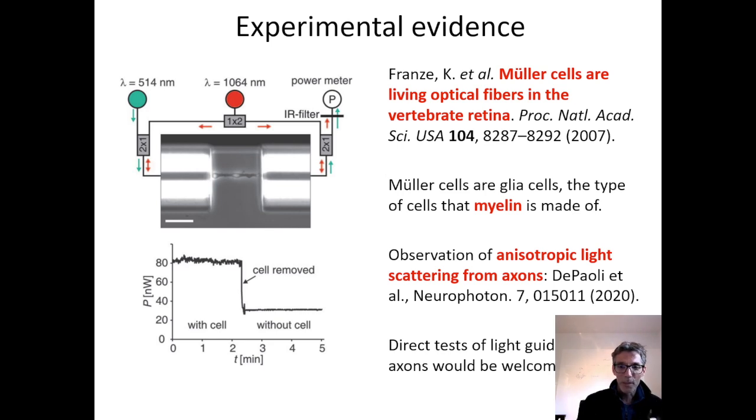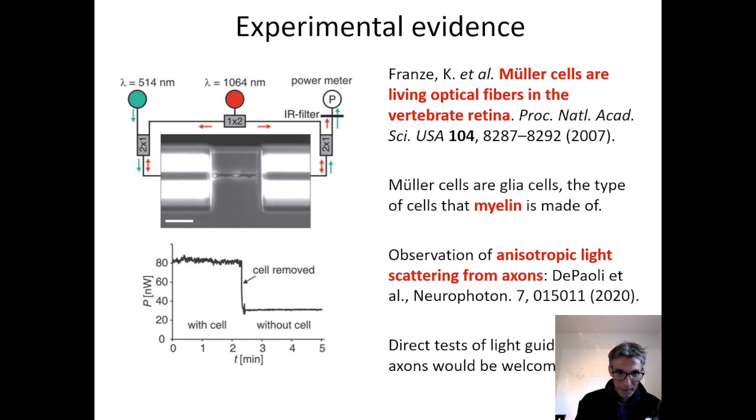Then the question is whether there is any experimental evidence for this, and in fact there is some. For example, there's this paper that was already an important motivation for us, where they showed that Müller cells, which are glia cells in the retina, seem to serve as optical light guides. And glia cells are also the cells that make the myelin that surrounds the axons. So that's encouraging. That's quite similar.